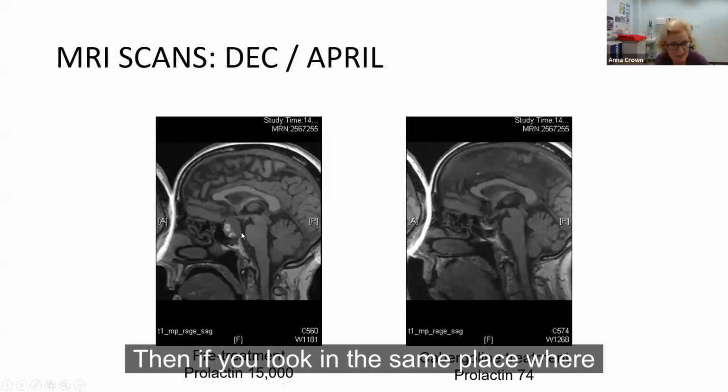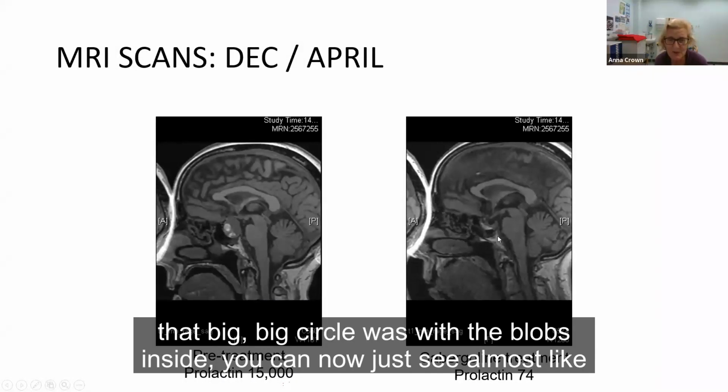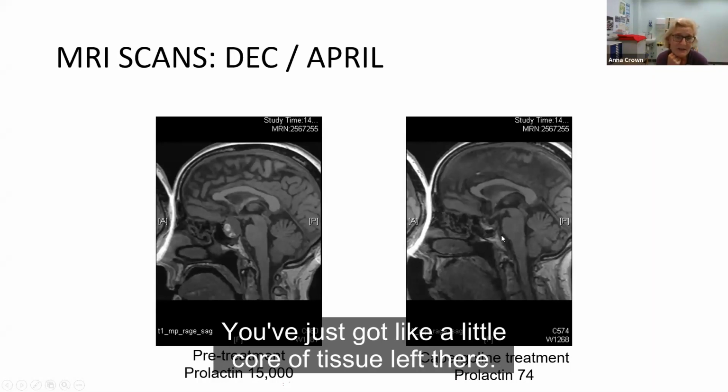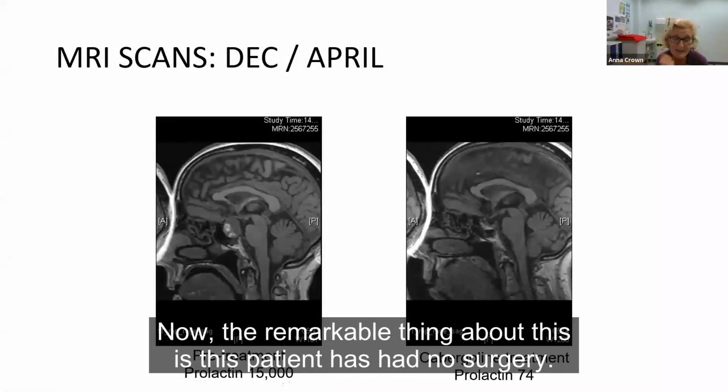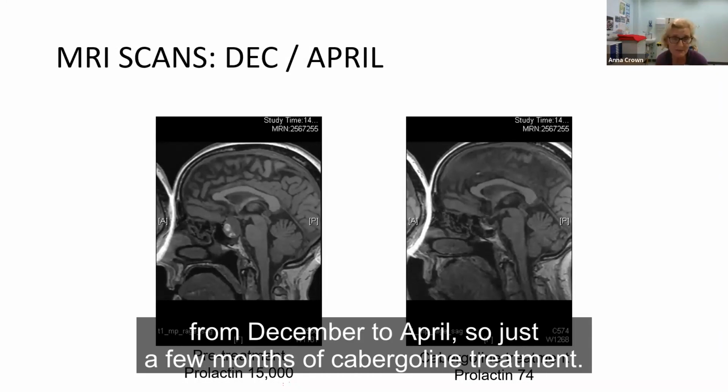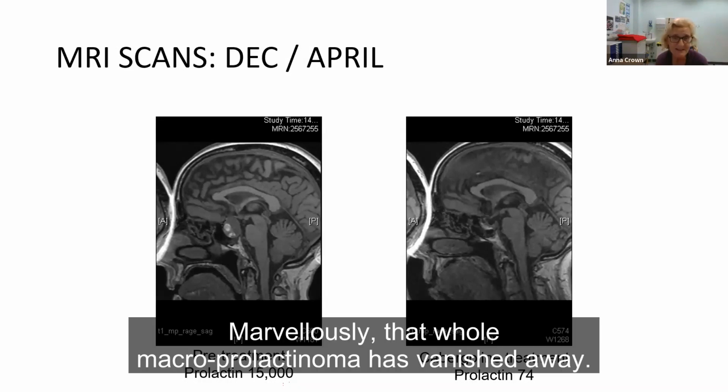And then if you look in the same place where that big circle was with the blobs inside, you can now just see almost like a little rind of tissue left there, a little upside down crescent moon. So you've just got a little core of tissue left there. Now, the remarkable thing about this is this patient has had no surgery. She's had cabergoline treatment from December to April, so just a few months of cabergoline treatment. And marvelously, that whole macroprolactinoma has vanished away.